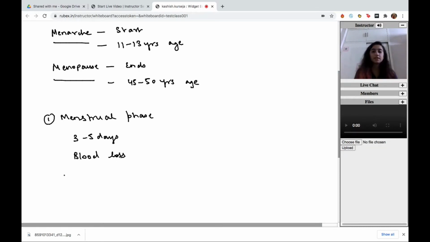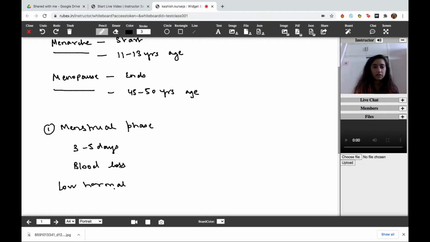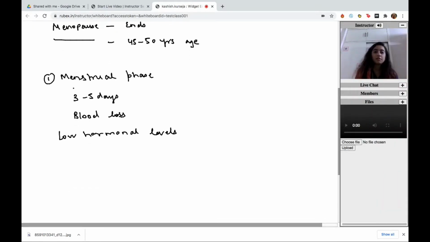Okay. This particular phase experiences low hormonal levels in the body of the female, that is the sex hormones are at a low during this time. I think I messed up the spelling a little. Yeah, let's just make it fine. So low hormonal levels in females during this phase particularly occurs. This is about the menstrual phase, which is the actual phase where the blood loss takes place.